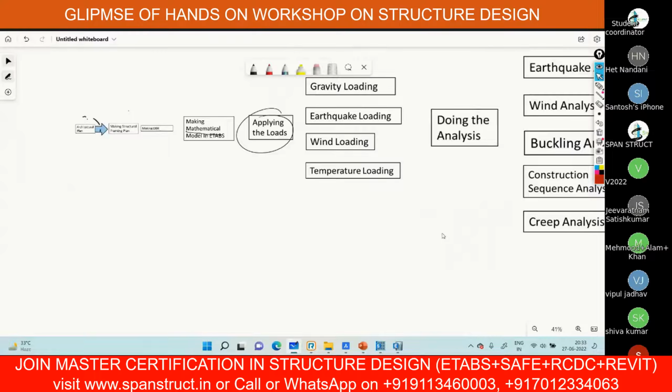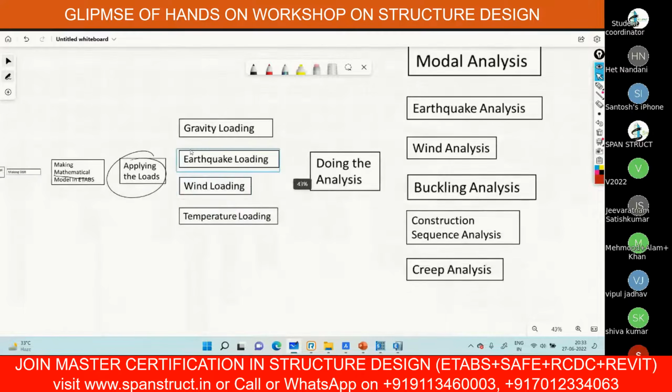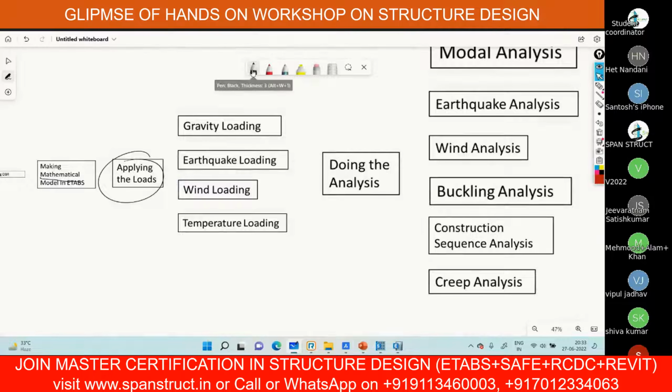Now, in applying load, I already told you that we have gravity load, which is dead and live load. Earthquake load is your lateral load, which we can apply as static and dynamic. Then we have wind load. Wind load is also static and dynamic, and the temperature loading we can also apply. Now, this is the loading which you have to apply very, very precisely.